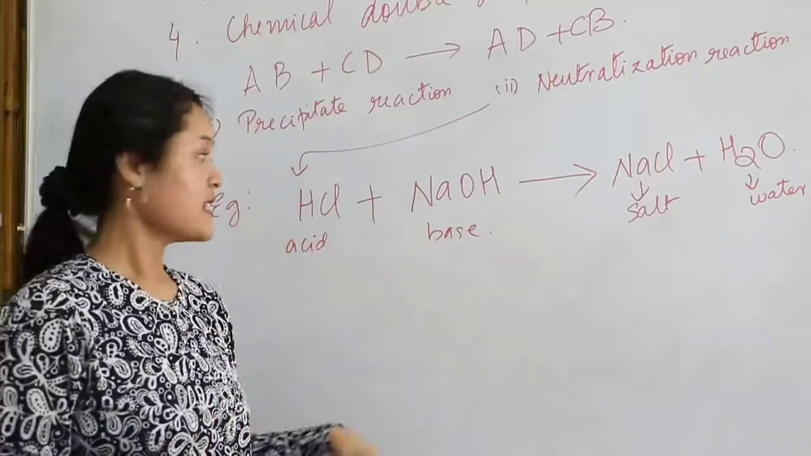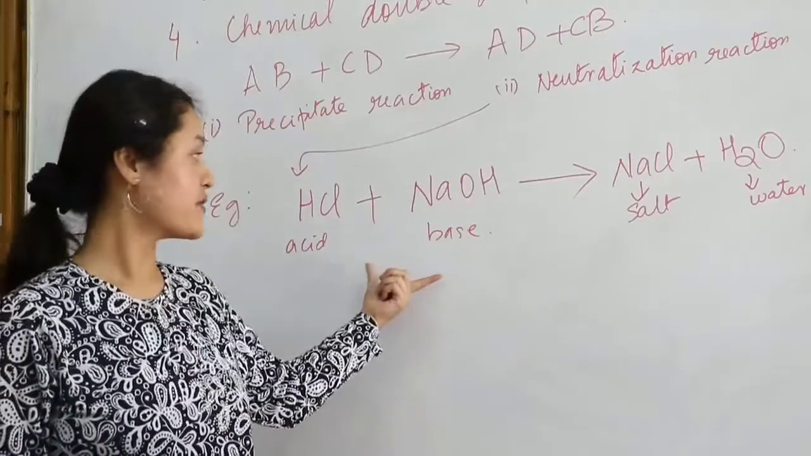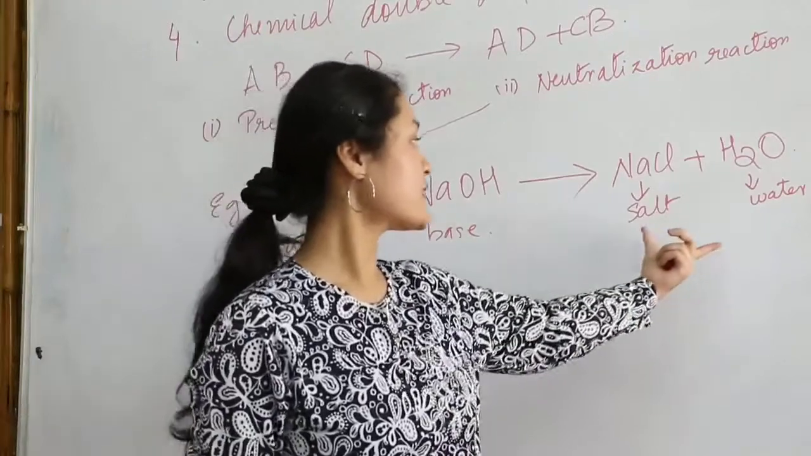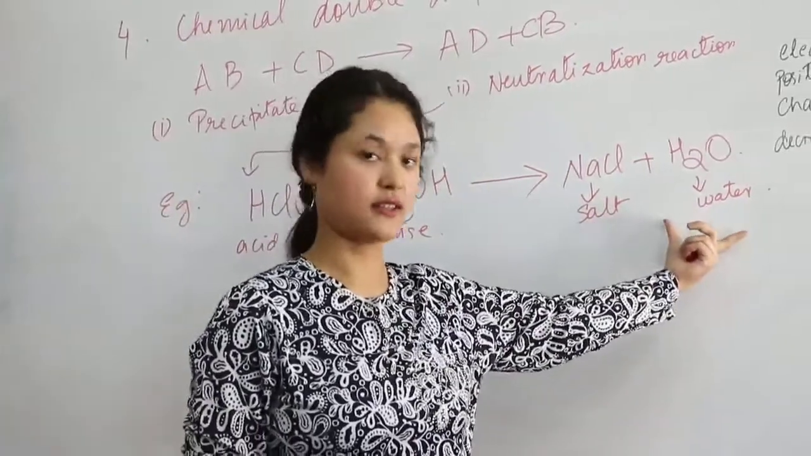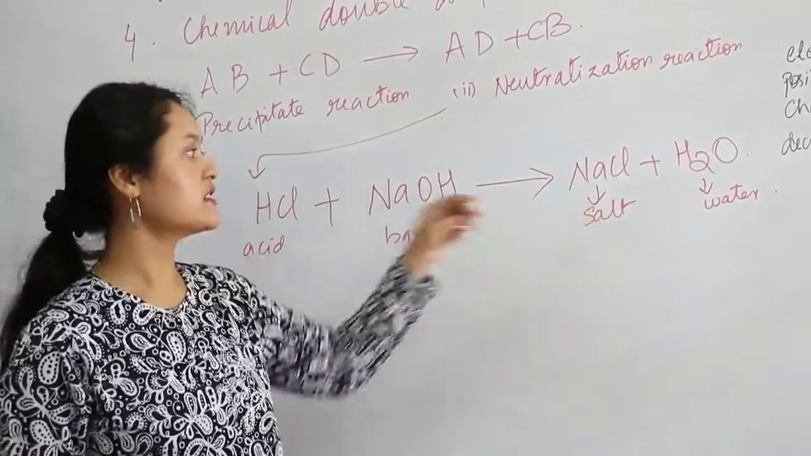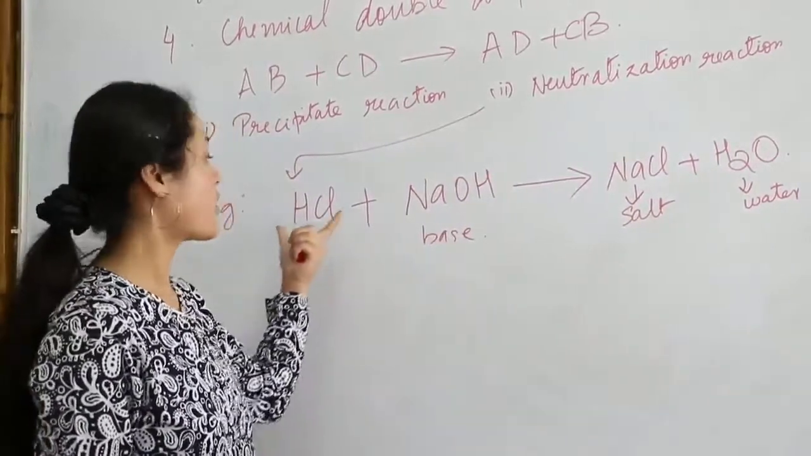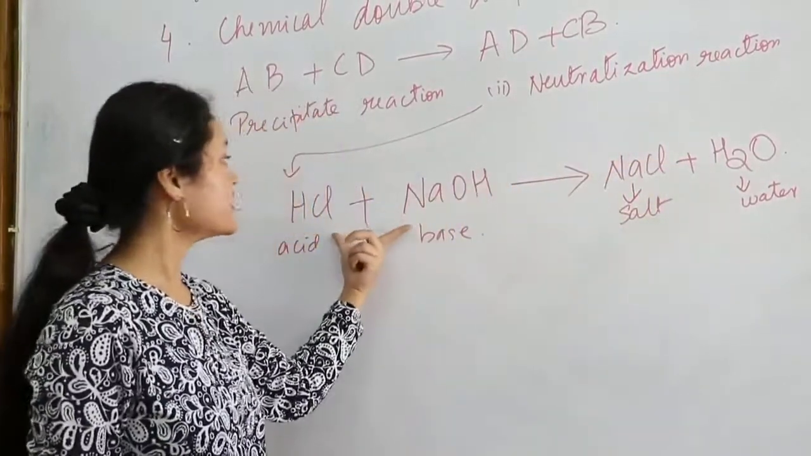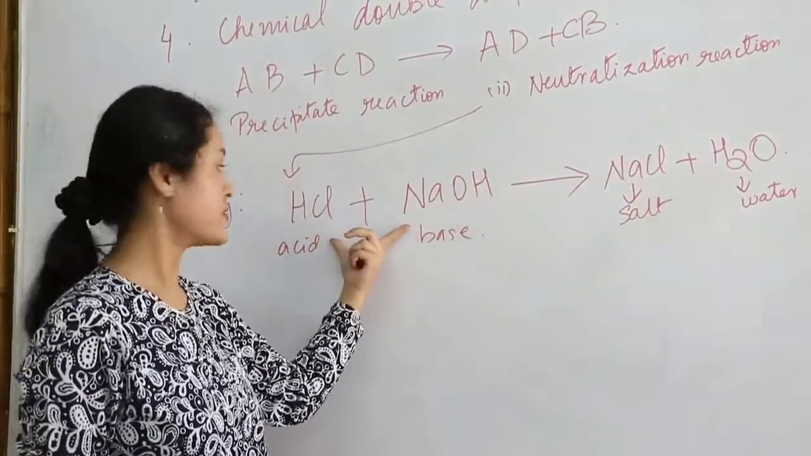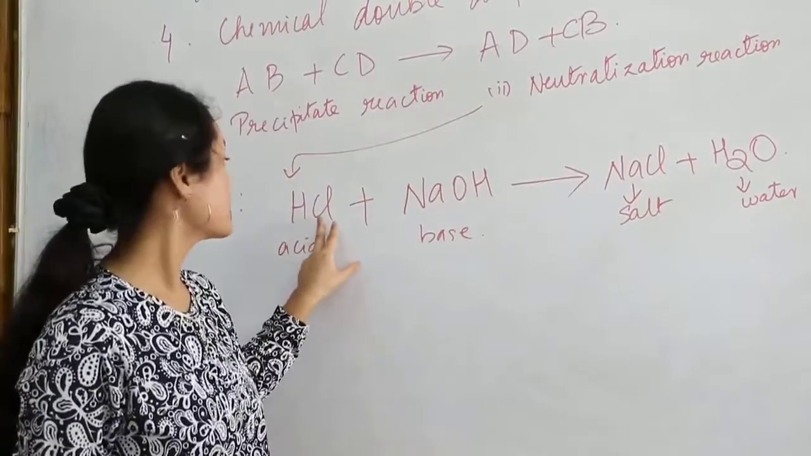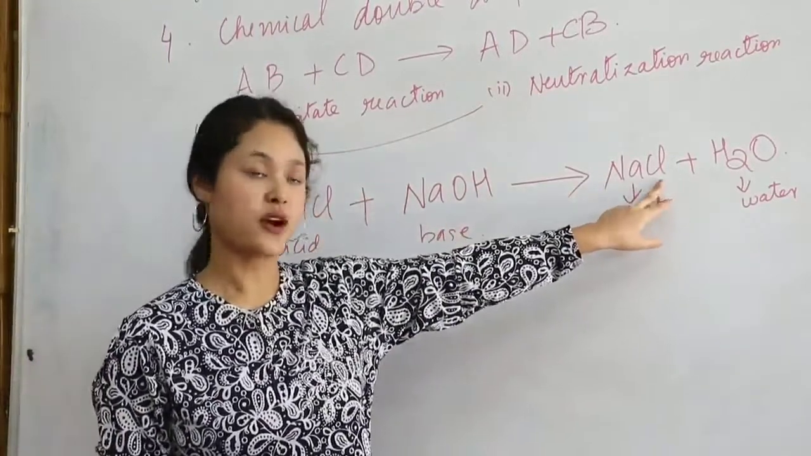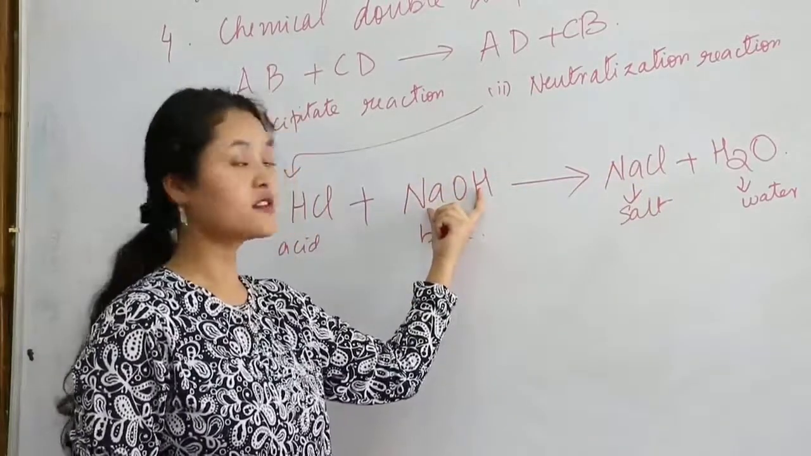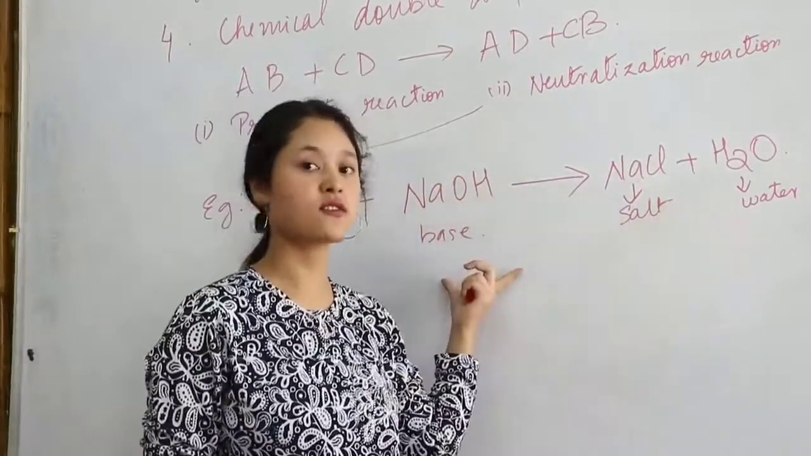Any acid, if you let it react with any base, the only products formed, remember, are only salt and water. In this equation, the equation is already balanced. For hydrogen, there are 2 hydrogens here, and on this side, there are 2 hydrogens. Let's see for chlorine: here is 1, here also 1. For sodium, 1, here also 1. For oxygen, 1, here also 1. So this reaction is already balanced.